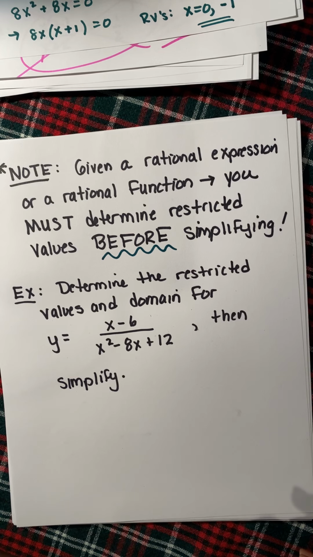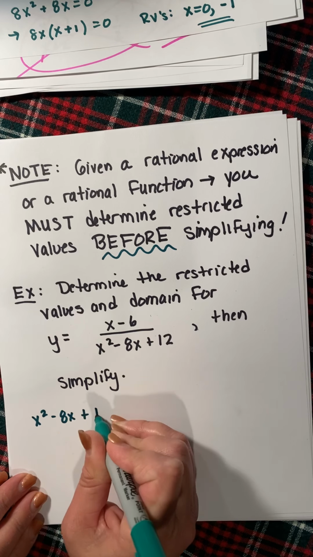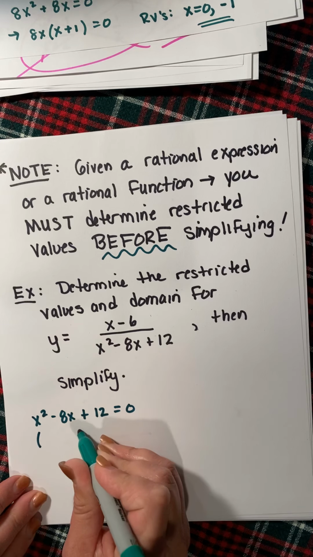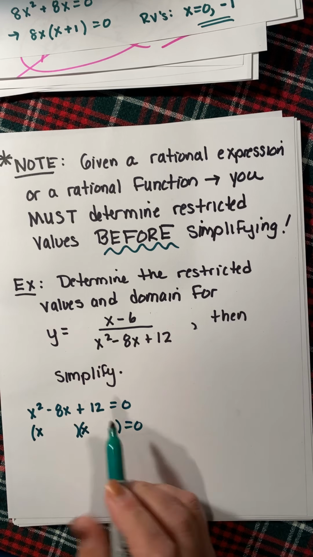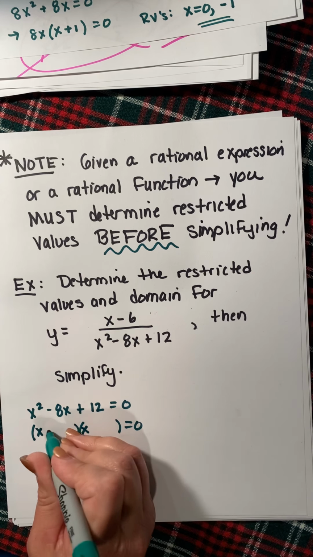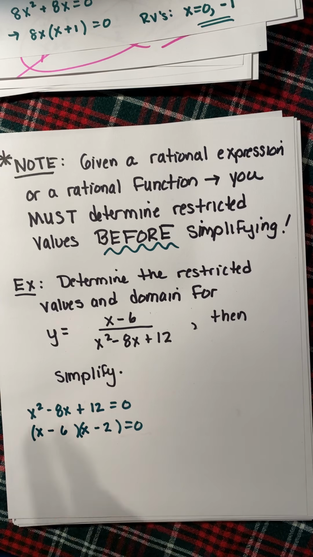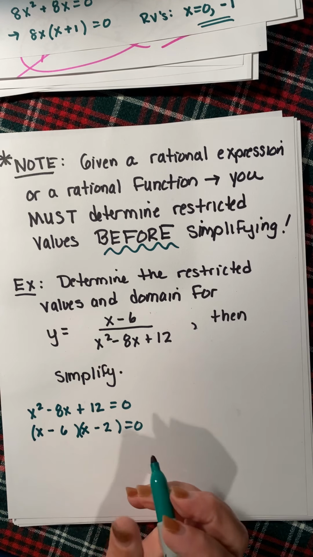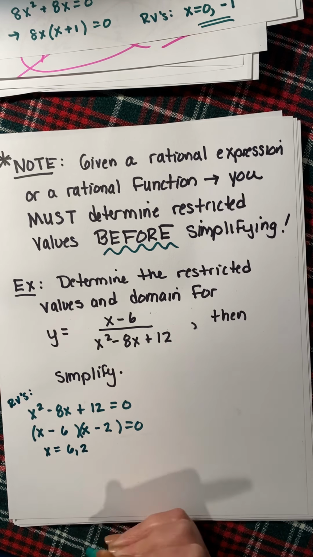So here I say determine the restricted values in the domain and then simplify. So we're going to set the denominator equal to 0. We're going to use our factoring skills. So take a minute. Let's say x and x. Multiply to get 12. Add to get -8. 6 and 2. There we go. Yep, because that's going to give me -8, and the product would be 12. So the restricted values are 6 and 2.